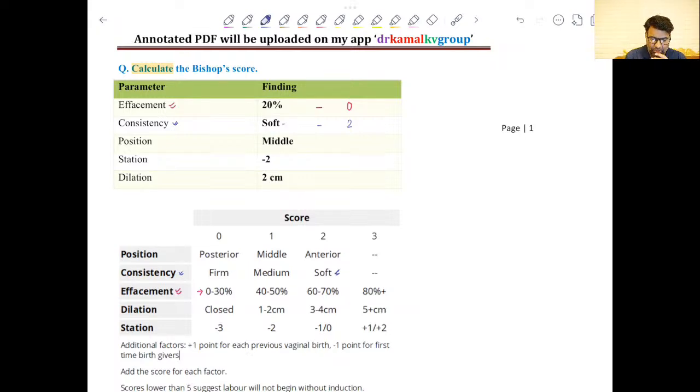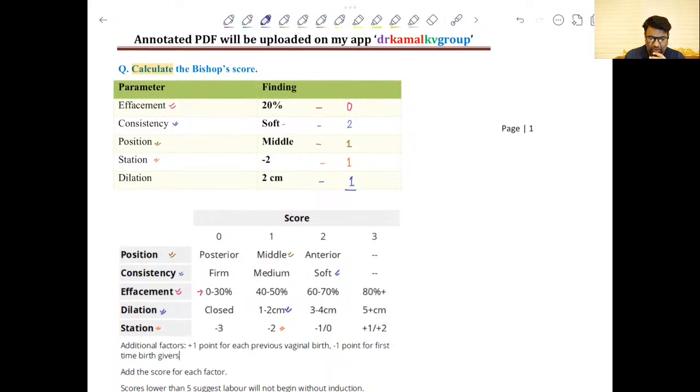Then coming to the position. Position is middle, so we will give a score of 1. Then the station of the fetal head is -2 in the question, which will be given a score of 1. And cervical dilatation of 2 centimeters will also be given a score of 1. So to solve such kinds of questions, you have to exactly know the entire table of Bishop scoring. Only then is it possible to answer such questions.